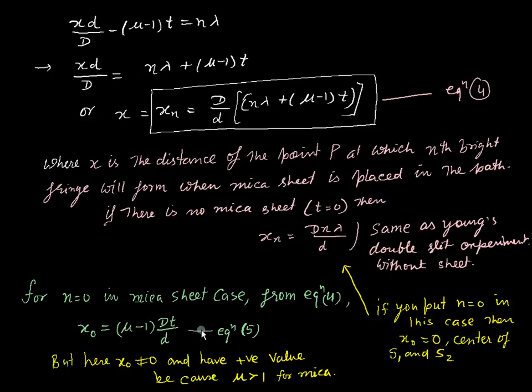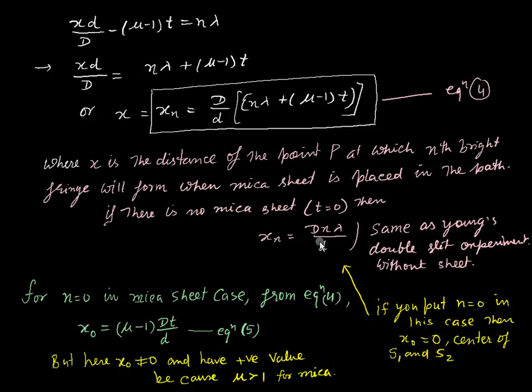And you know what x0 is? x0 is the point when n is equal to 0, the 0th order of the fringes, that means the central point. And in Young's double slit experiment, the result is xn equal to D n lambda upon small d. If I put n equal to 0, x0 becomes 0. That means it is at the center point, that is the O, right?